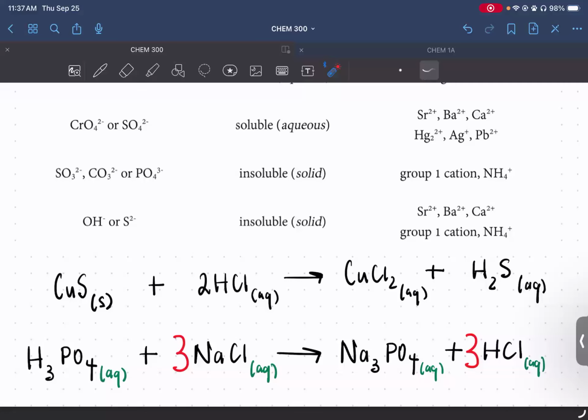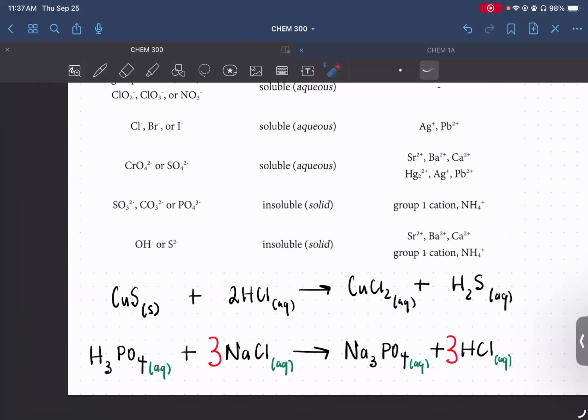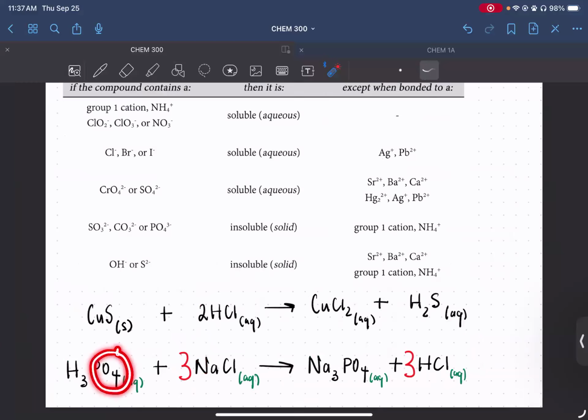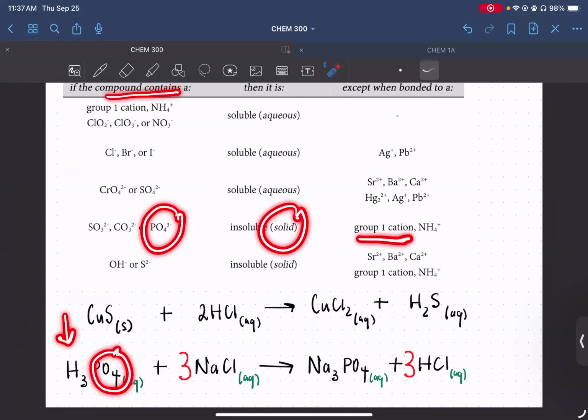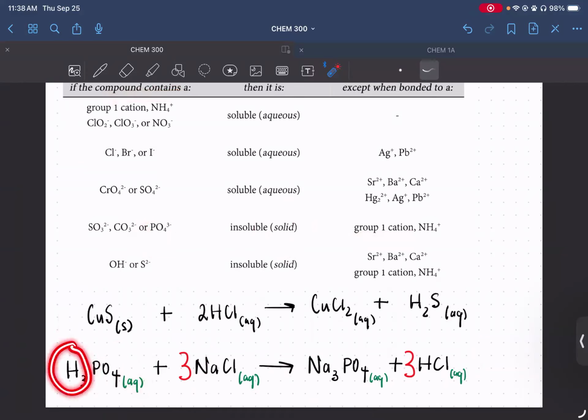Just taking a quick example right here, H3PO4. You have 2 ways to go about it. You can talk in terms of PO4. If the compound contains a PO4, then it is solid, except when bonded to a group 1 cation, which is what hydrogen is. Hence, it is aqueous. You also could have approached it from the perspective of the hydrogen. If the compound contains a group 1 cation, then it is aqueous, no exceptions. So in principle, no matter which ion you use, you should lead to the same answer.